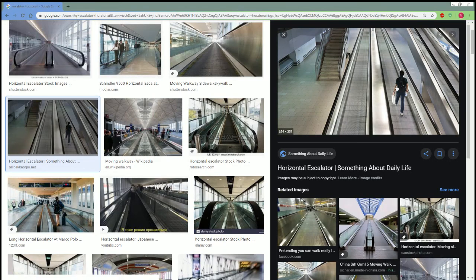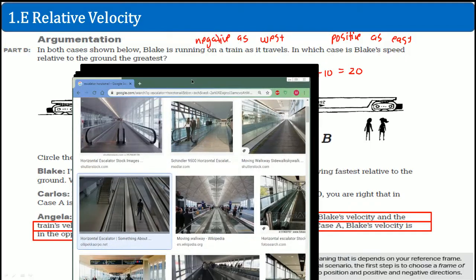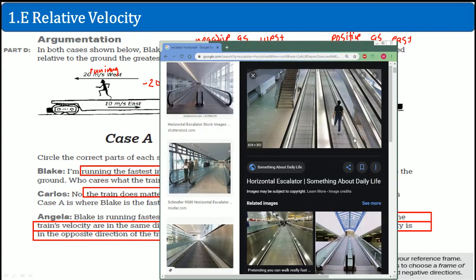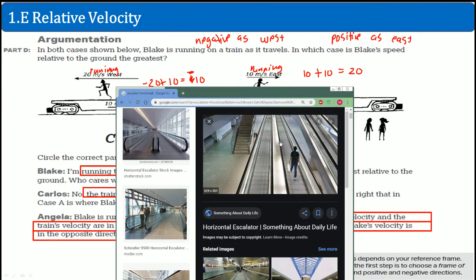All right, so let me show you something. All right, so this is what I want you to think about. Have you seen these horizontal escalators? All right. Now, do you see this guy? He's walking with the escalator, right? Imagine that as Blake's running, right? Let's say Blake is running, okay, the escalator is running, he's running with the escalator. He's going to move faster, right? Because you're adding the speed, because you're going the same direction. You're adding the speed, okay?